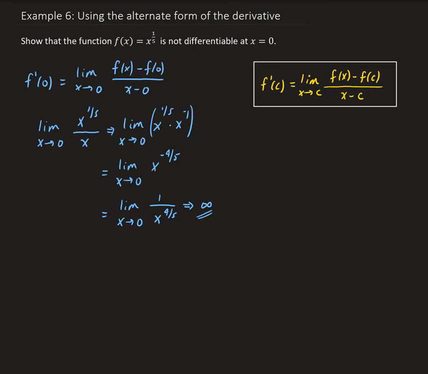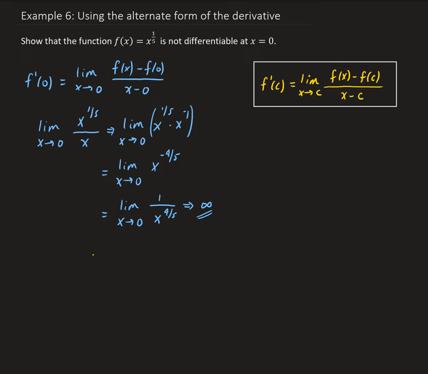In fact, since we're getting infinity, that would imply that we have an infinite rise. So that would imply that the tangent line at 0 for this function is going to be x equals 0.